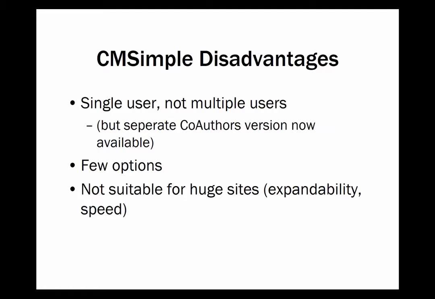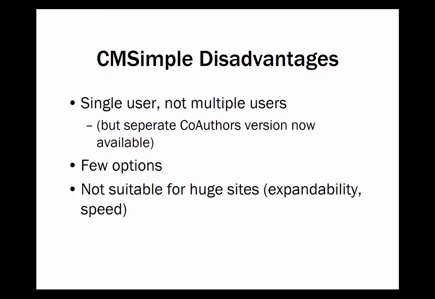Disadvantages: by default it's only for a single user. So let's stick with our shoe example. If we've got a shoe shop, you're managing the trainers and you're managing the boots. We can't really divide the responsibilities easily, because by default it's only done for one user, but there is a co-author version available.